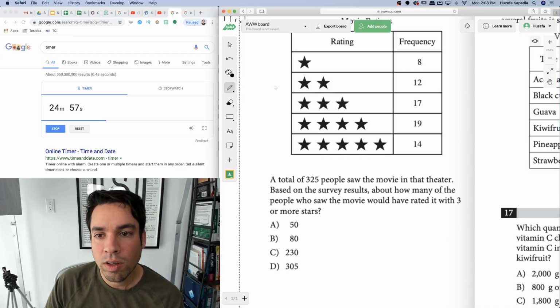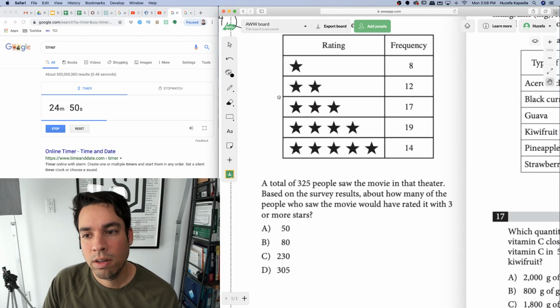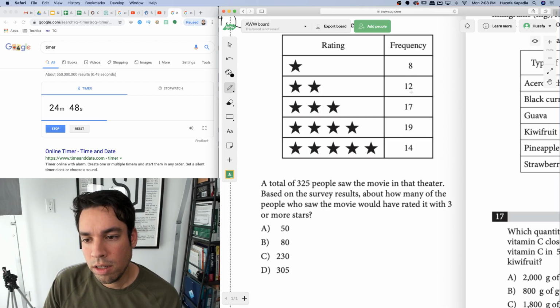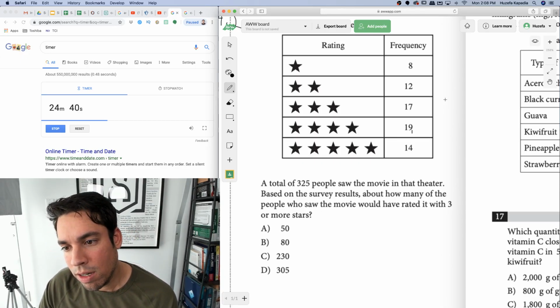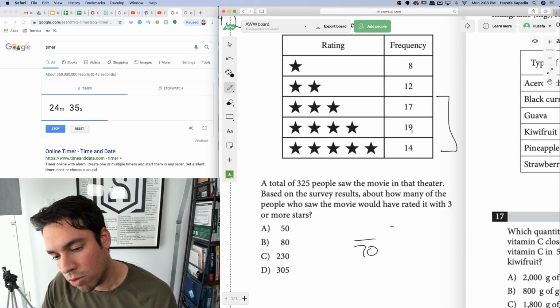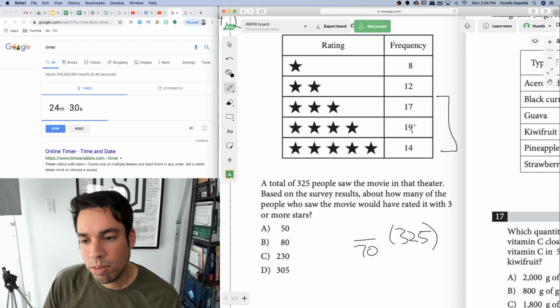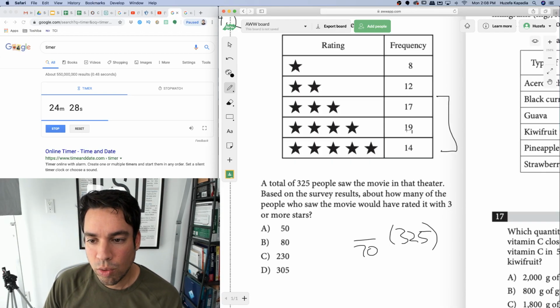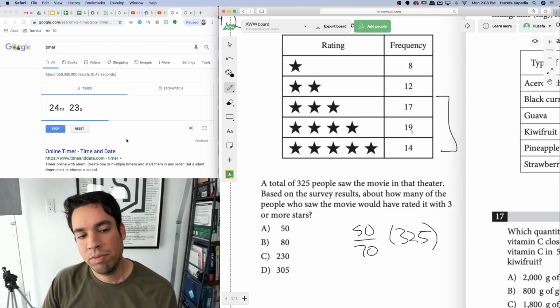So how many were surveyed again? It doesn't say. We got to add them up. Okay. So we got 20, 37, 47, 56, 66, 70. So 3 and above would be these out of 70 times 325. Basically getting a fraction and then multiplying it by the whole. So that's 17 plus 19 is 27 is 36, 40, 50. All right. So 50.